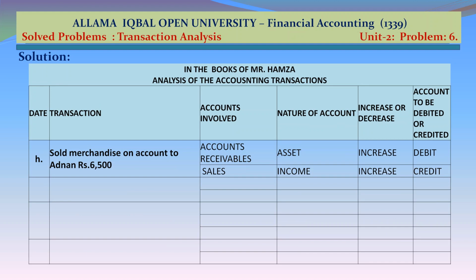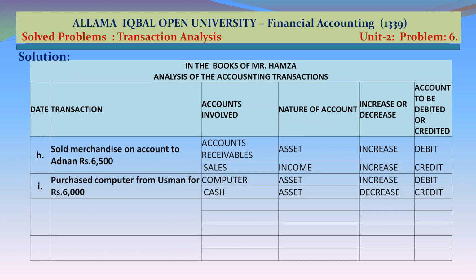H. Sold merchandise on account to Adnan rupees 6,500. Accounts involved are accounts receivable and sales account. Accounts receivable is an asset account, sales account is an income account. Asset account will increase, income account also will increase. Accounts receivable account debit, sales account credit.